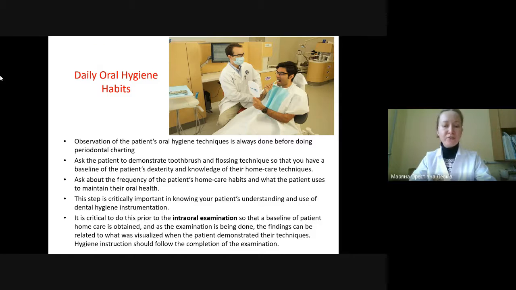Ask about the frequency of the patient's home care habits and what the patient uses to maintain their oral health. This step is critically important in knowing your patient's understanding and use of dental hygiene instrumentation. It is critical to do this prior to the intraoral examination so that a baseline of patient home care is obtained, and as the examination is being done, the findings can be related to what was visualized when the patient demonstrated their techniques. Hygiene instructions should follow the completion of the examination.